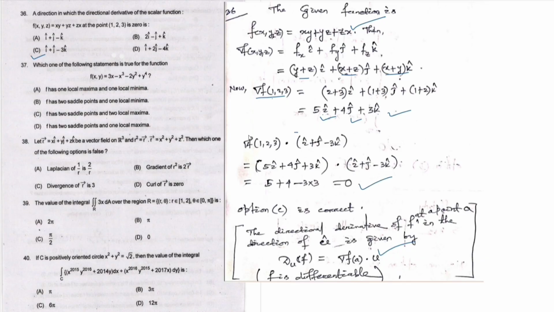So the directional derivative of the given function at the point (1, 2, 3) is 0 in the direction of the vector given in option C, that is i cap + j cap - 3 k cap. So option C is correct.